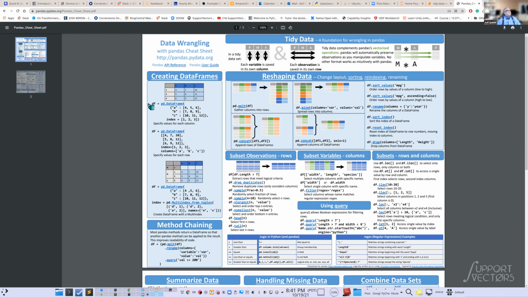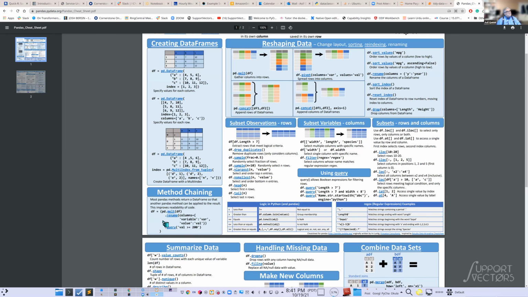So I would like to go through this. How do you create a data frame? We are all familiar with this. We have seen this code so far. This is how you create the thing. Method chaining, again, you see method chaining, we will ignore.